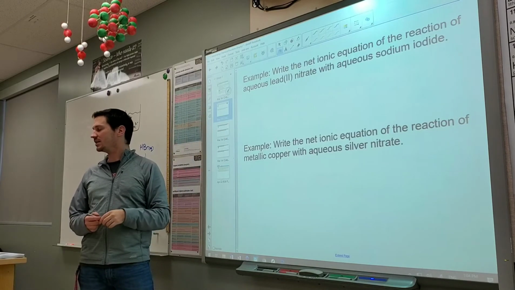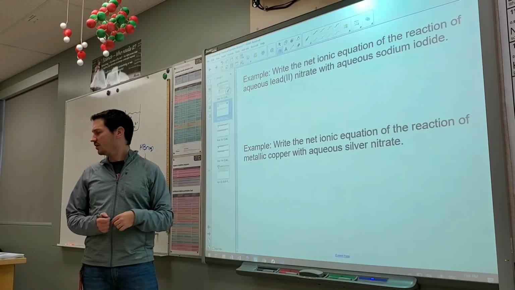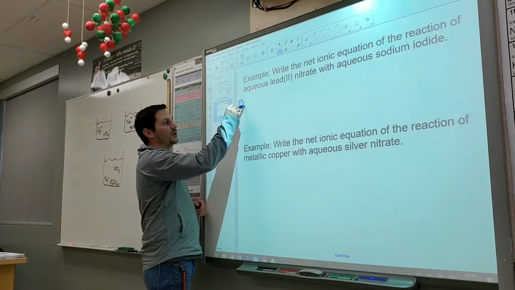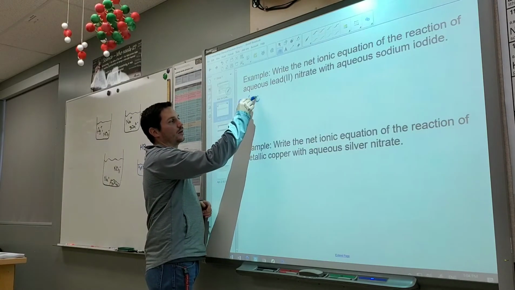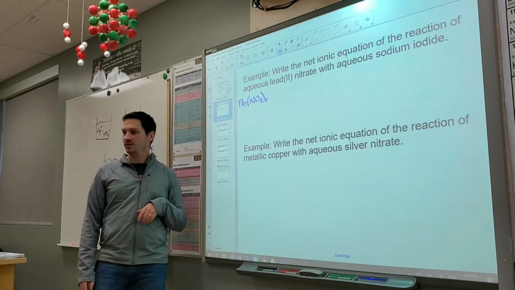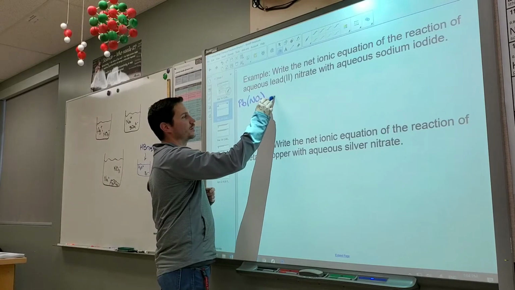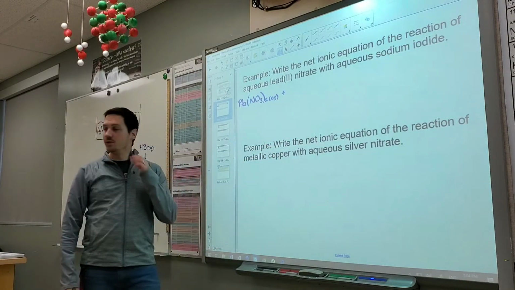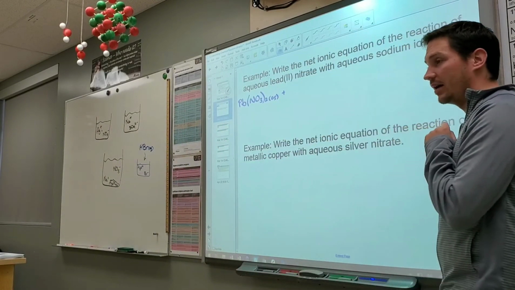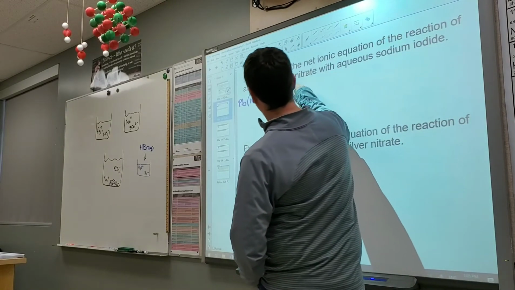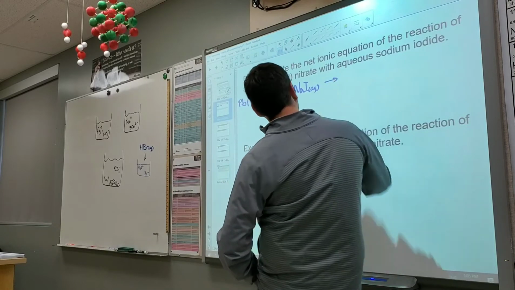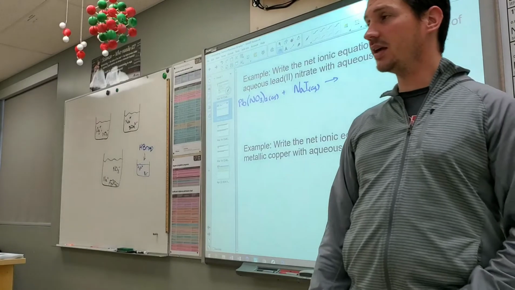What two things do we have reacting together? Lead 2 nitrate. What is the formula for lead 2 nitrate? Pb(NO3)2. Is this thing aqueous? Yes. But it tells you that it's aqueous, so yes. What are we reacting it with? Sodium iodide. What's the formula for sodium iodide? NaI. Aqueous.